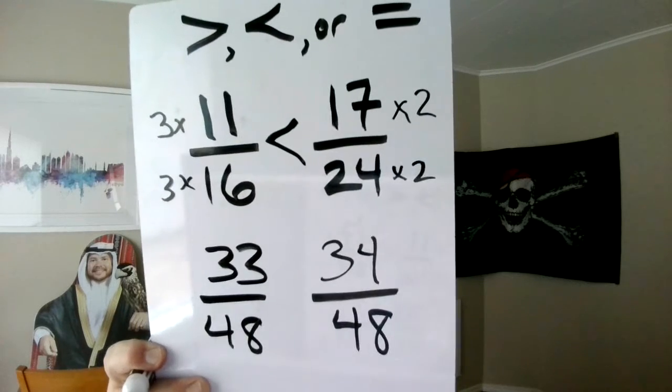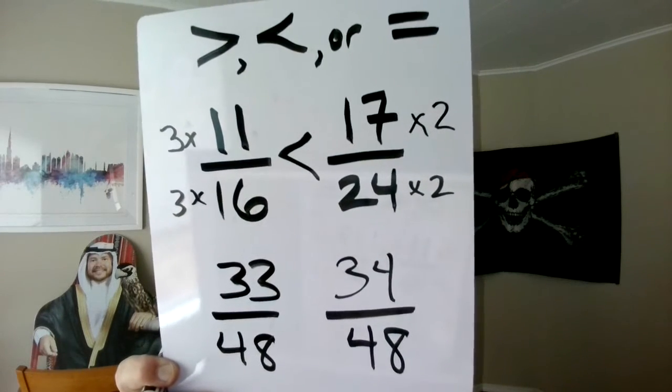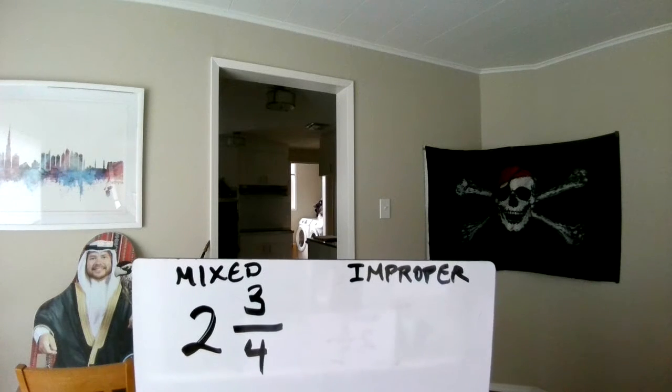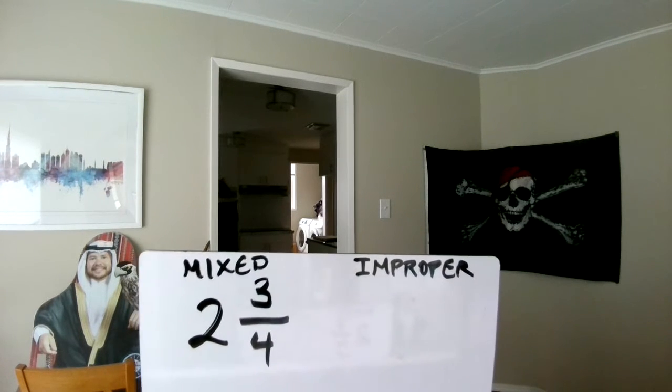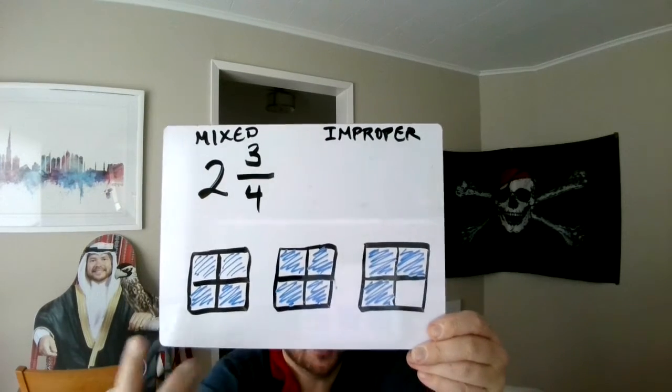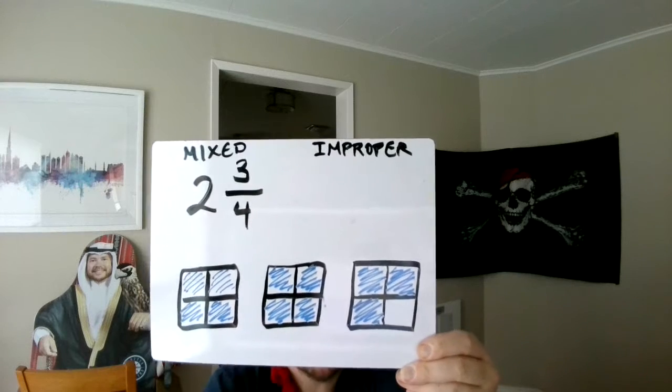Okay, and I lied to you when I said we had one more thing to cover. Now we have one more thing to cover. Okay, our last thing to cover is going from mixed fractions to improper fractions. So if I have the mixed fraction of 2 3/4, it means that I have 2 that are completely filled in, and then I got leftover 3/4.